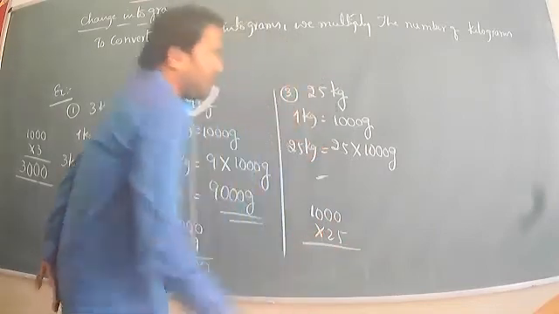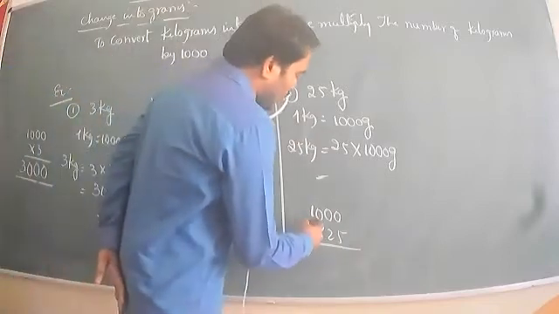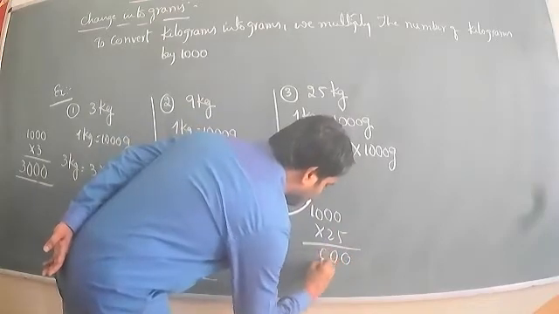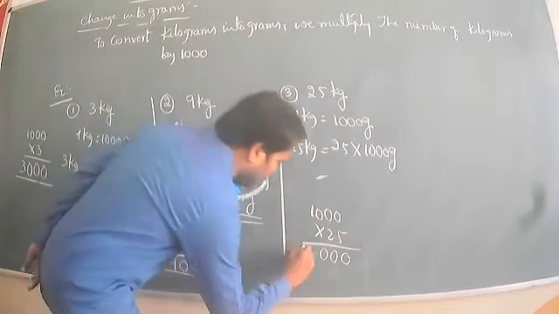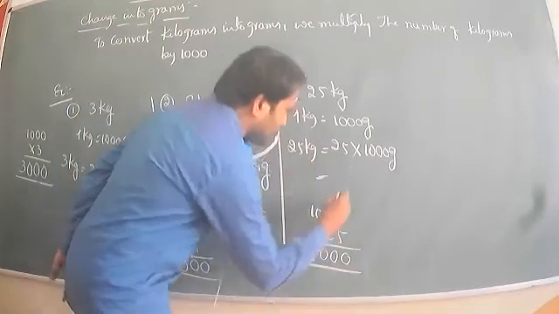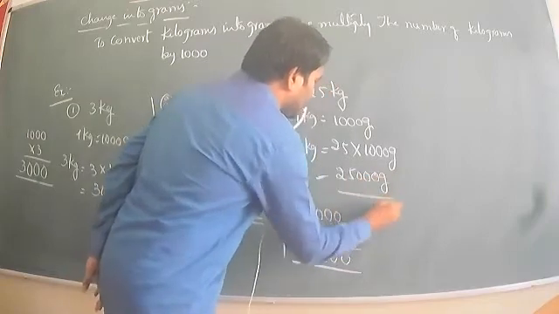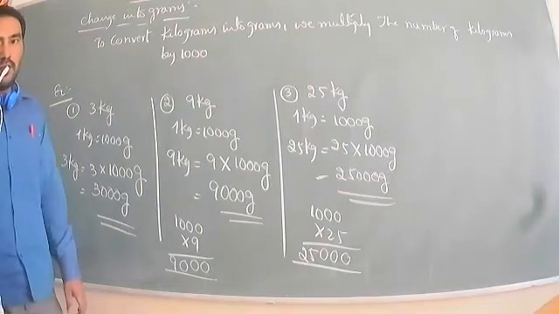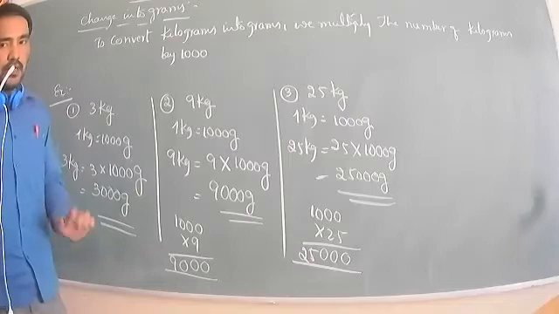I will tell you one simple method. First, how many zeros are in 1000? 1, 2, 3. Three zeros. 25 into 1 is 25, and then we add the three zeros. So what do you get as the answer? 25,000. This is one of the methods of multiplication with 10, 100, 1000.